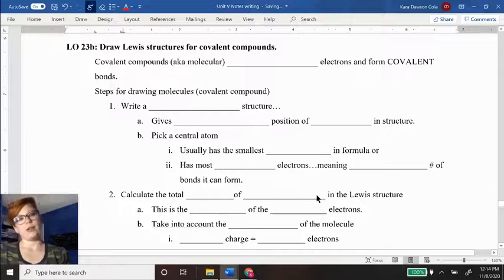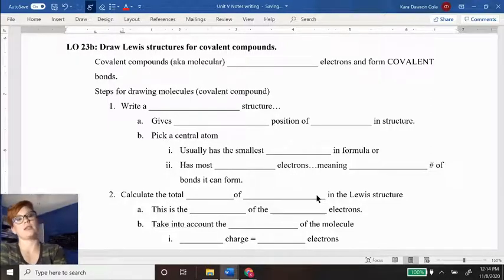All right, so learning objective 23 is to draw Lewis structures for ionic and covalent. So 23b is to draw Lewis structures for covalent compounds. Covalent compounds, or molecular compounds, same thing, share electrons and form covalent bonds.